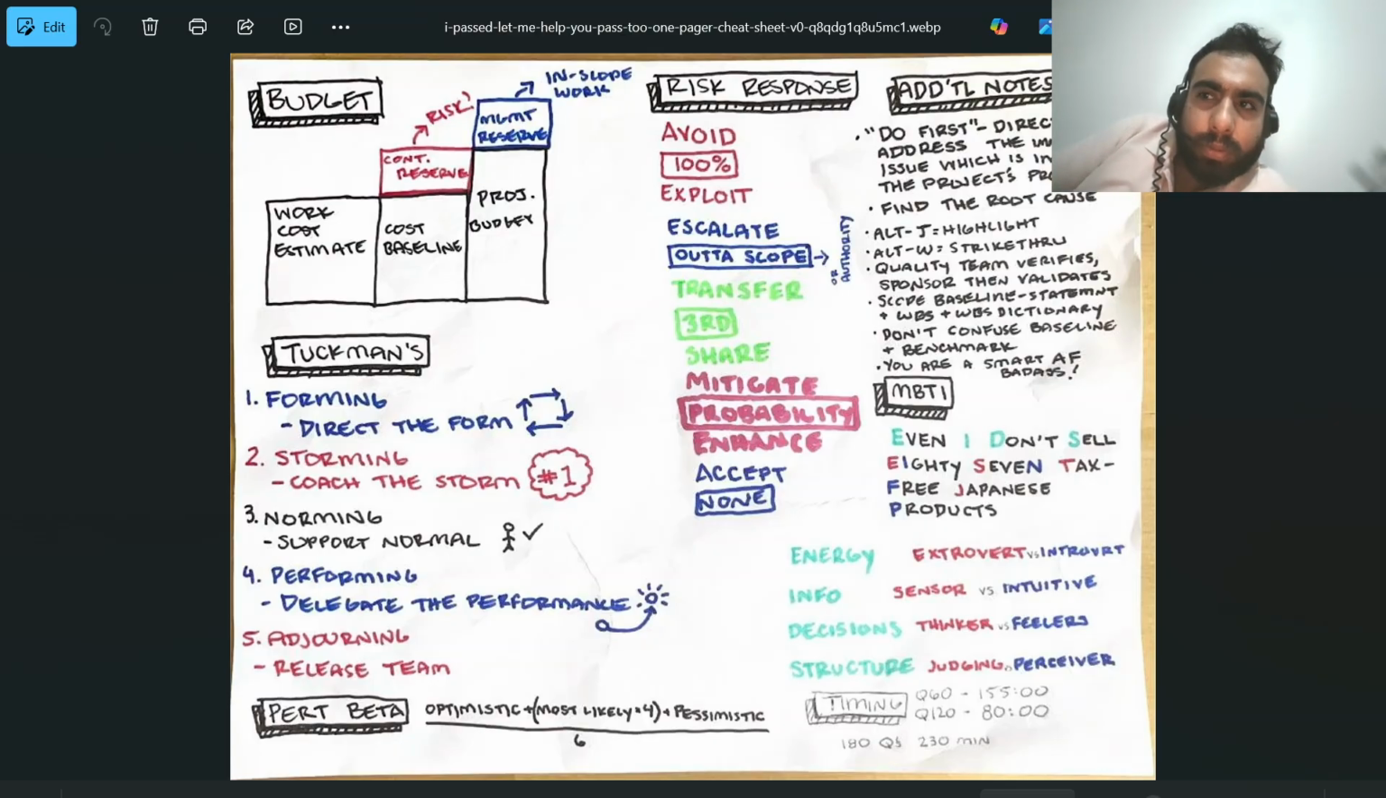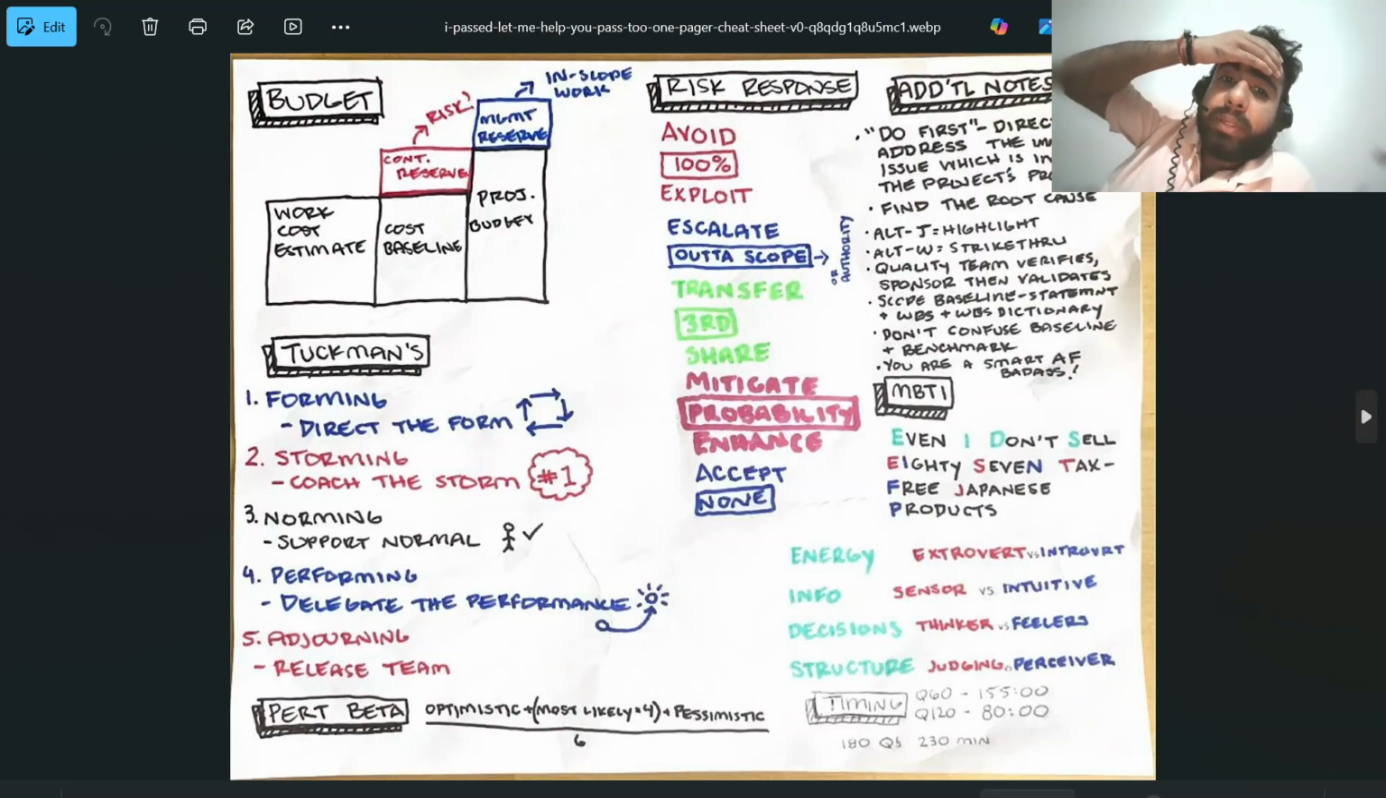Okay. So apart from that, if I go down, it is the escalate. Escalate is for the risk that is out of our scope, and the higher authority is the only one who is going to help with it. The transferring of the risk is to the third party, where the insurance provider is going to take care of our risk. The mitigation is probably reducing the risk.